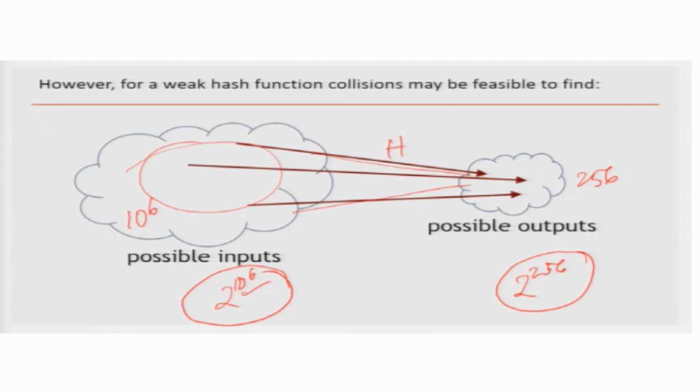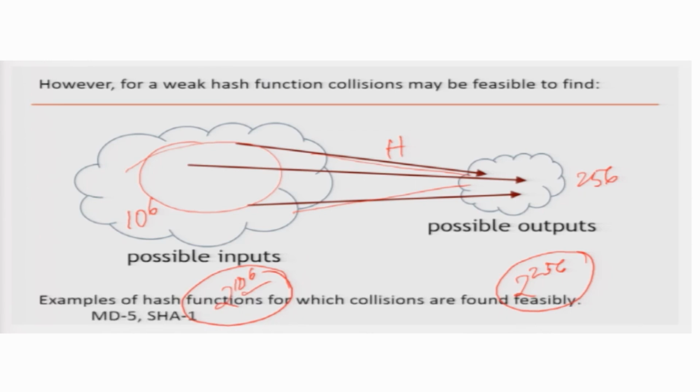But the point is, it is not that collisions do not exist. So, we do not say a hash function is collision free, we say a hash function is collision resistant, which means that people should not be able to quickly find a collision. So, that is collision resistance.